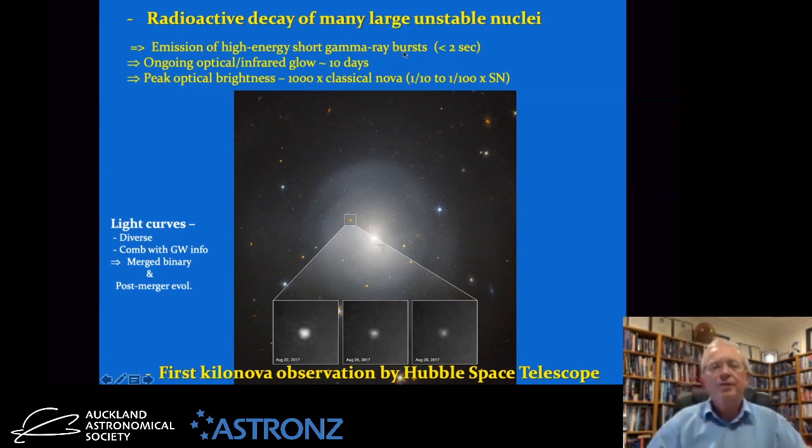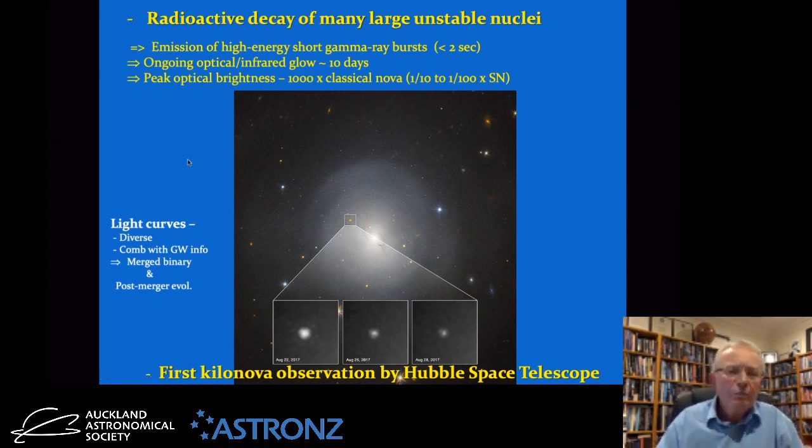And that's where short gamma ray bursts, less than 2 seconds, come from. You get a short burst of gamma ray. That's the highest energy form of light you can have. But also you get ultraviolet, optical, right down to an infrared glow, and that can last for about 10 days. To give you an idea how bright they are, the name gives that away. The brightness is roughly 1,000 times that of a classical nova, and hence the name kilonova, because it's 1,000 times, or kilo times, the classical nova brightness, which equates to about 1/10 to 1/100th of the brightness of a supernova. So they're nowhere near as bright as a supernova, but 1,000 times brighter than your classical nova.